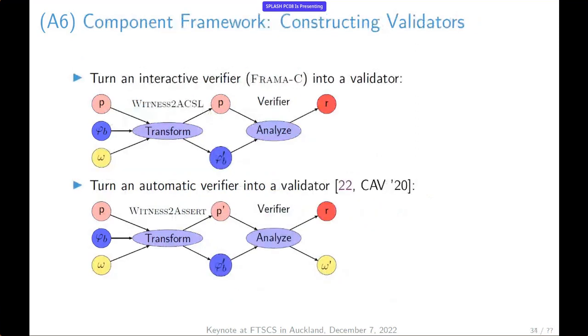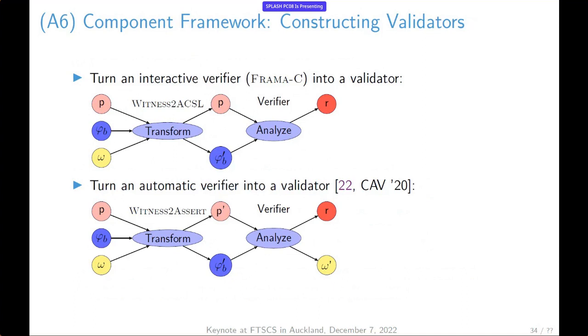So further, what can we do? We can turn an interactive verifier, and we took pharmacy as an example, into a validator to use those strengths that these tools have. So we do the other way around, right? We take a witness and put the information from the witness into the program as ACSL annotation. There's a prime missing. This is now a changed program, right? And then use the interactive verifier to prove the program.